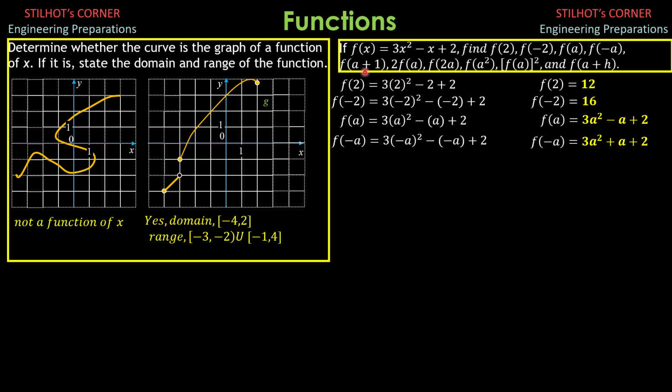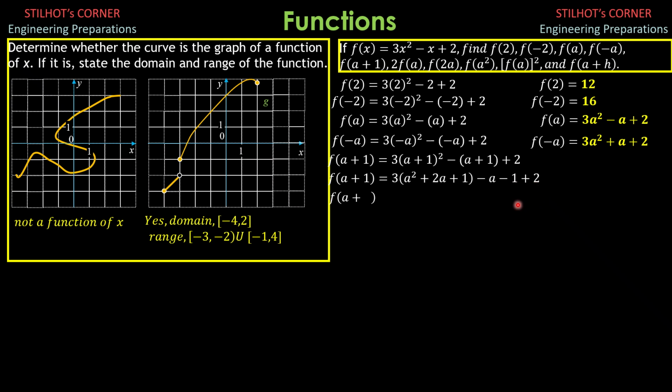F of a plus 1, we replace x by a plus 1. So it is 3 times quantity a plus 1 squared minus quantity a plus 1 plus 2. So simplifying, this is 3 times quantity a squared plus 2a plus 1, recall algebra, minus a minus 1 plus 2. So this is 3a squared plus 6a plus 3 minus a, then plus 1.